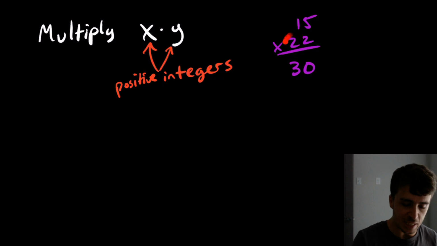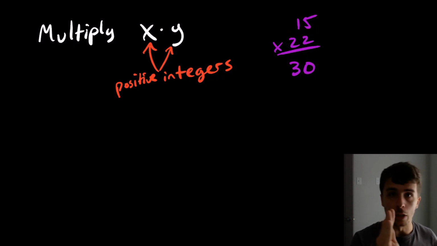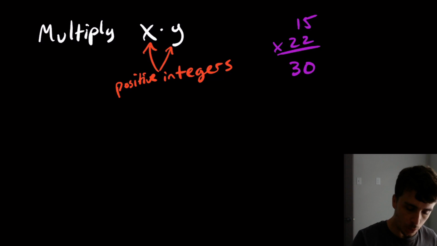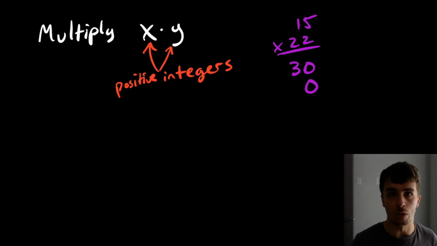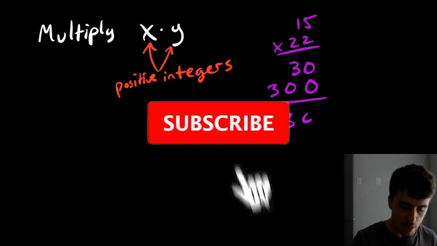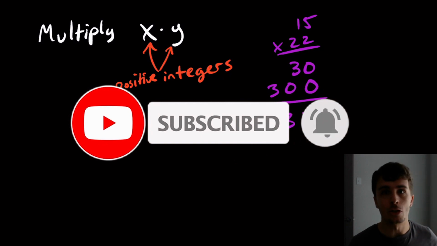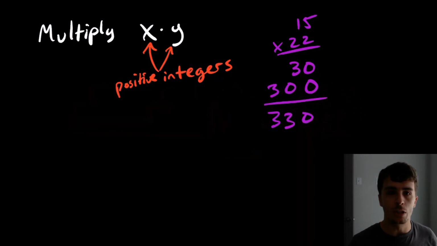Then you look at this first 2. It doesn't have to be exactly the same as this other 2, but it just happens to be 2 in this case. Then you multiply this 2 by 15 again, but you shift it over one place. So you put a 0 down and then put the result, which happens to be 30 here. If you add these two numbers up, you'll get 330. And we can verify that this is actually right. So this works, but what we want to do is write this as simply as possible.